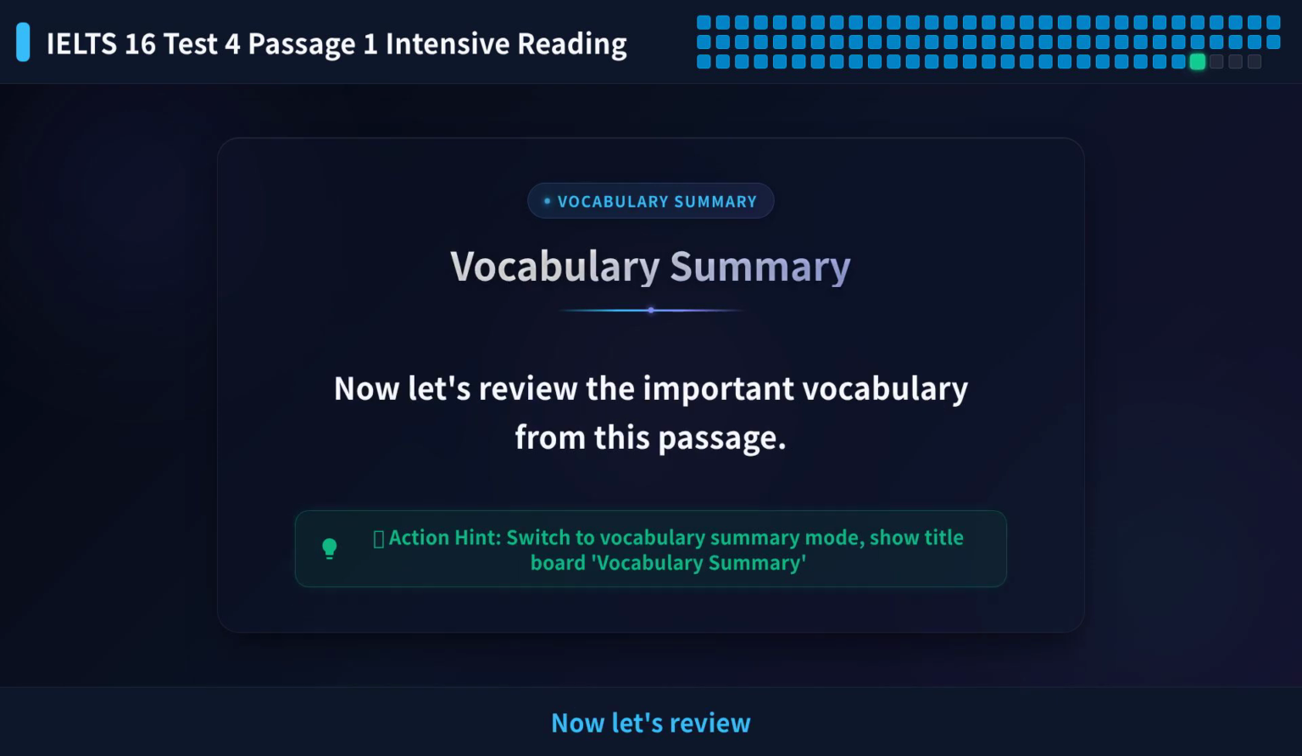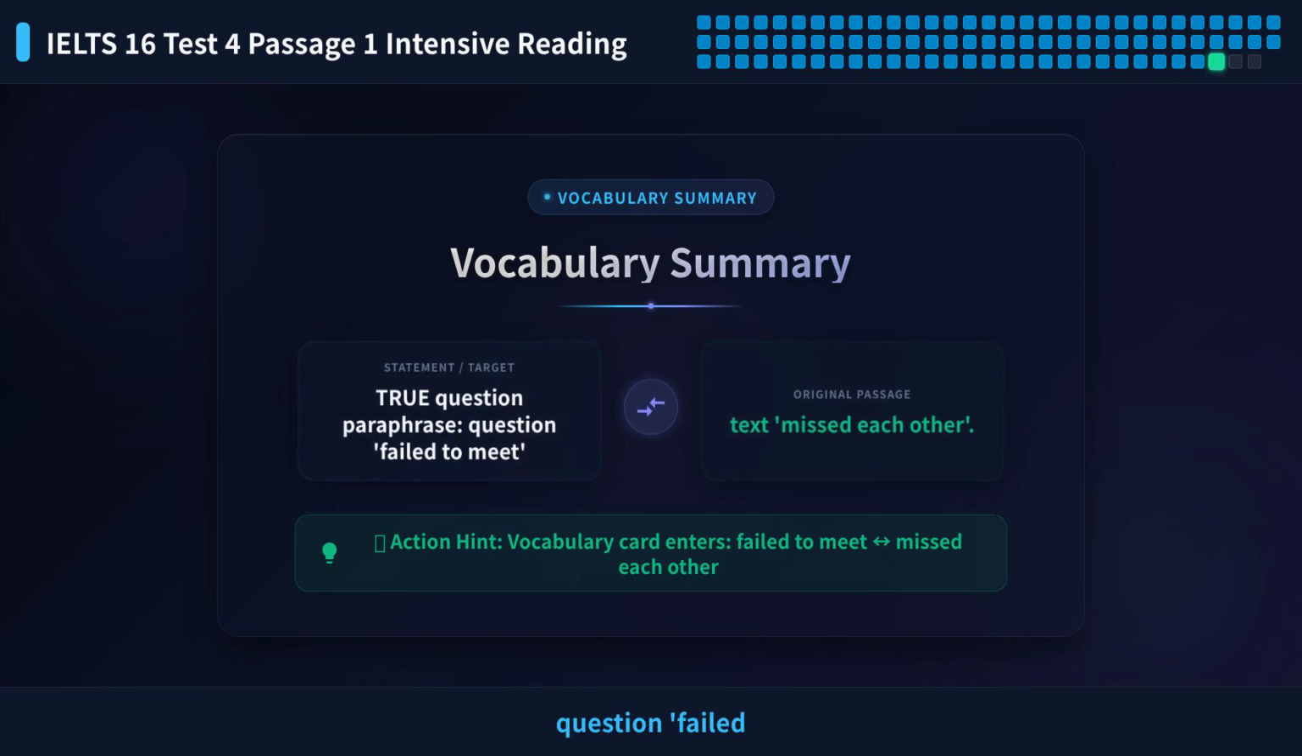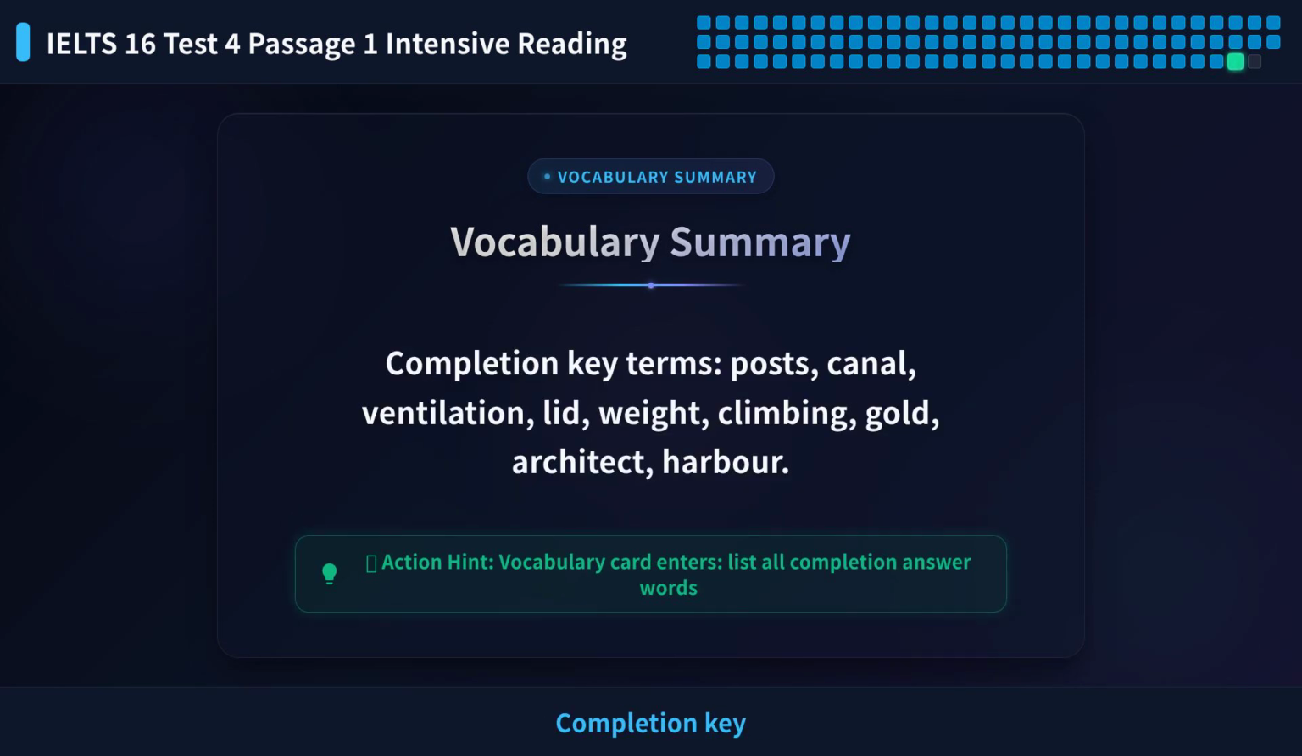Now let's review the important vocabulary from this passage. True question paraphrase, question failed to meet left-right arrow text, missed each other. Completion key terms, posts, canal, ventilation, lid, weight, climbing, gold, architect, harbor.